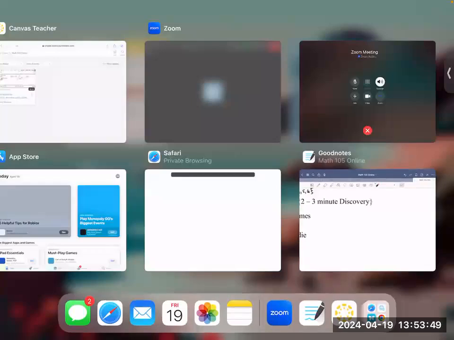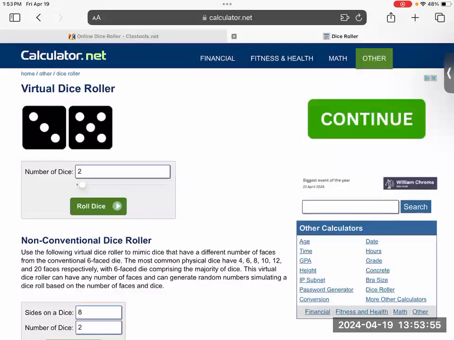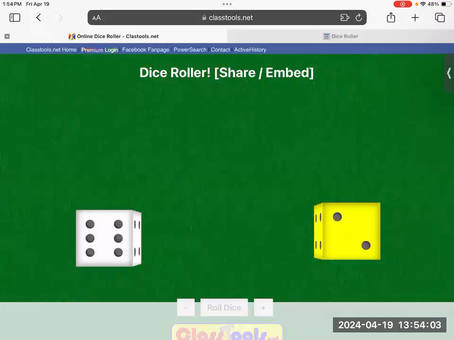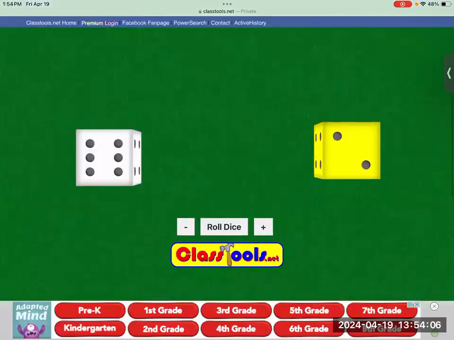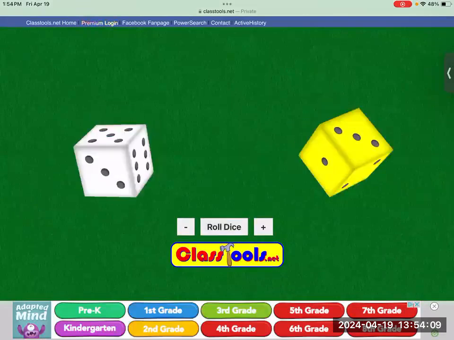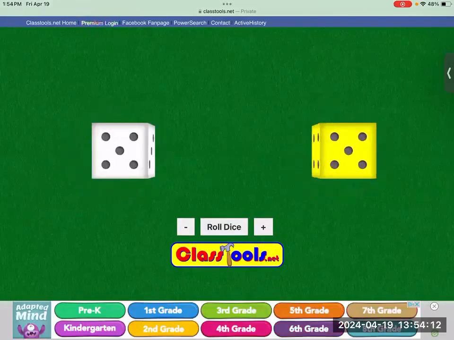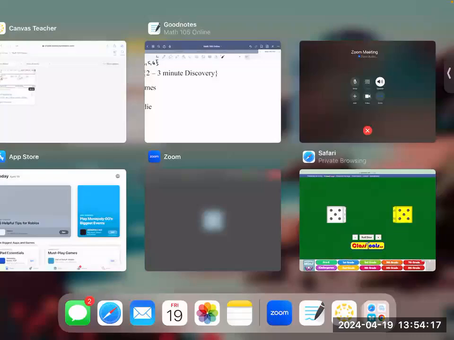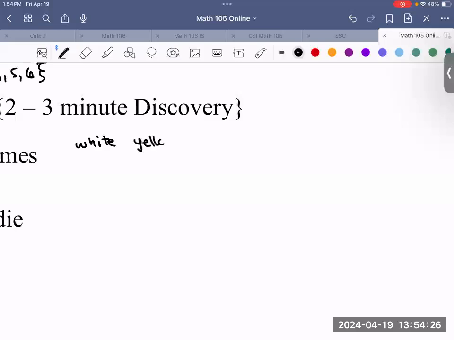So on my, there we go. This link is going to be the indistinguishable. Notice that they are the exact same. And this one is going to be distinguishable. So I'm gonna go ahead and give it a roll. I come up with a 5 and a 5. My yellow is a 5 and my white is a 5. White and yellow, 5 and a 5. Let's do it again.